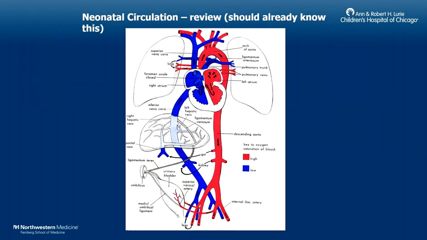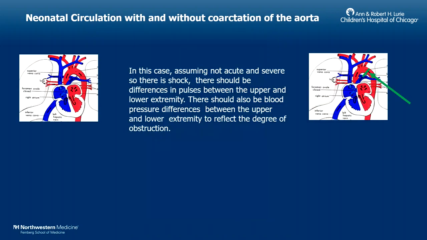Now let's go to the neonatal circulation. Now we've got separation of circulations, and you can review this. It's the circulation everybody knows. Blue blood to the lungs, saturated blood to the body. Pressures are initially high on the right side, but eventually low, maybe 1/5 of what it is on the left side. So in this case, assuming it's not acute and severe, you're going to get a gradient between the upper and lower half of the body.